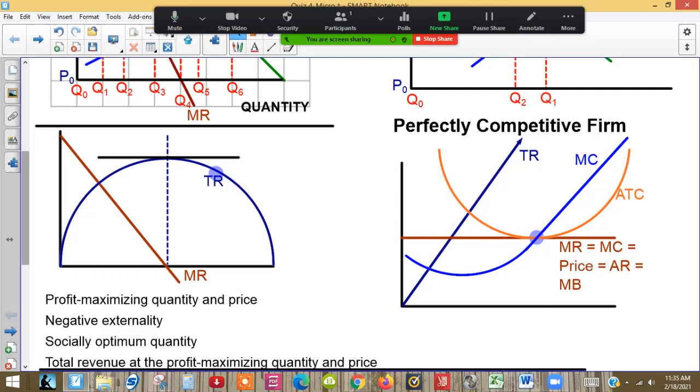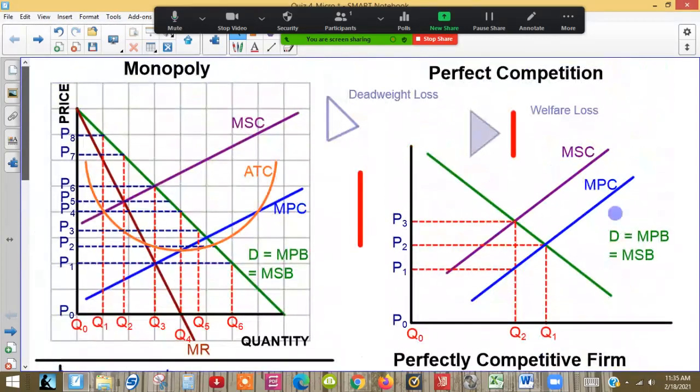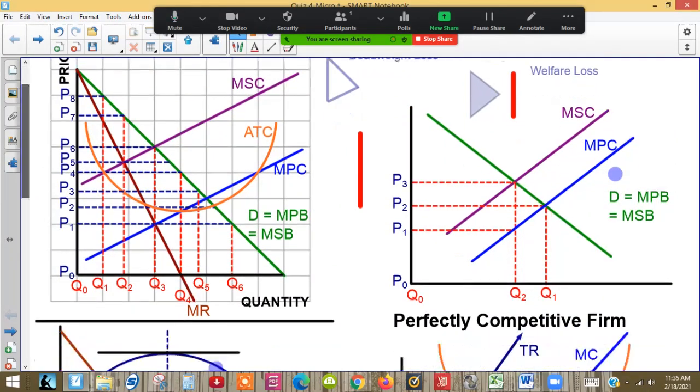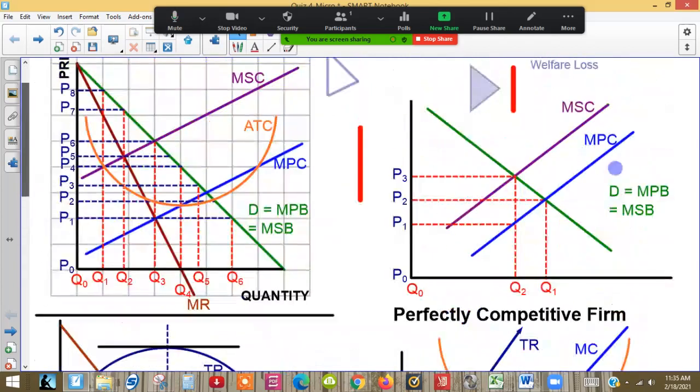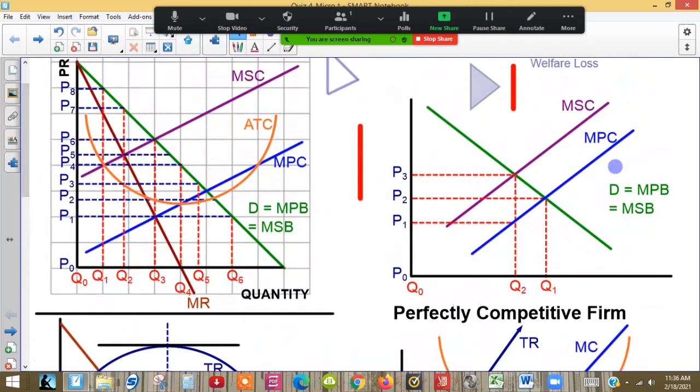Okay, but once again, let's just concentrate over here on our monopoly. So the first thing we want to find is the profit maximizing quantity and price, and that's easy, right? We just look at where marginal revenue equals marginal cost, which is right here. This is marginal private cost. So the quantity is Q3, and then we move straight up from there to the demand curve and find the price at P6.